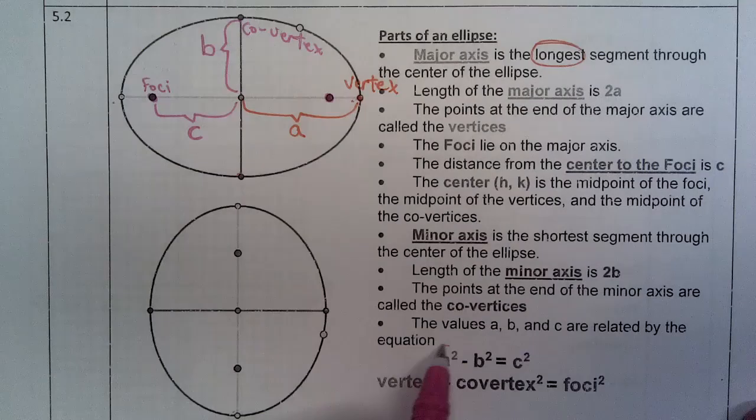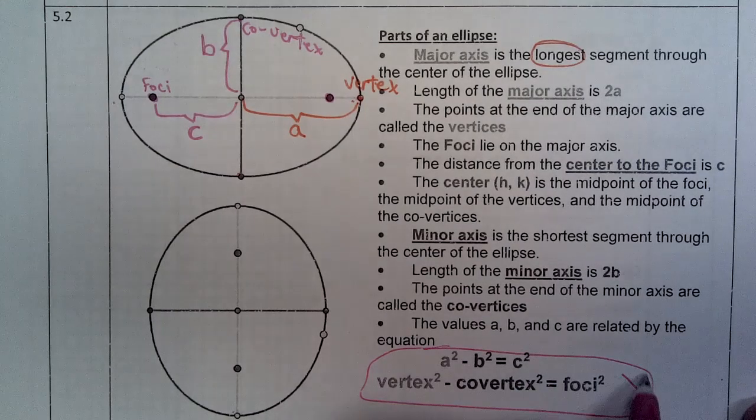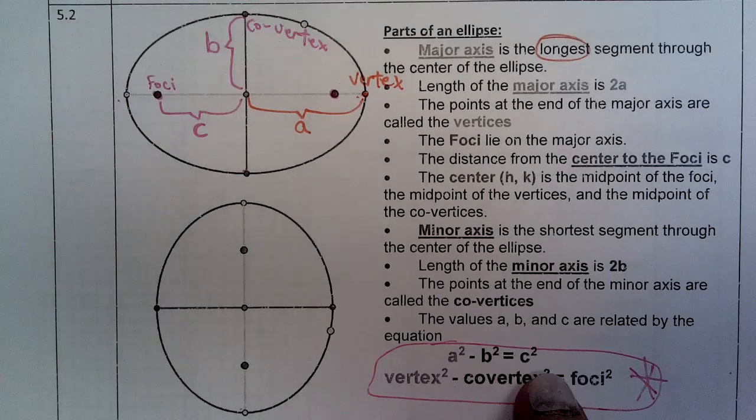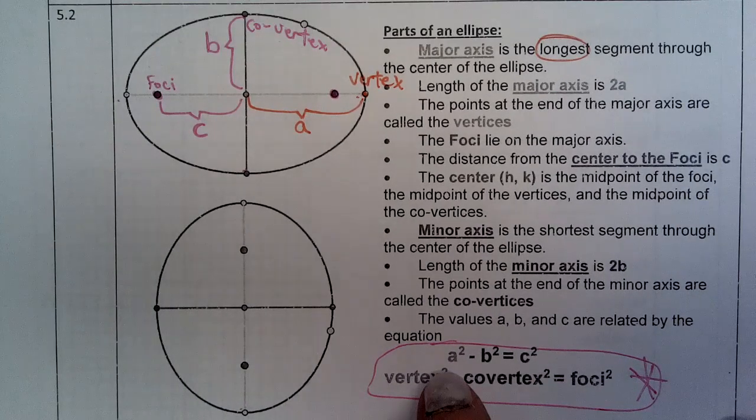And then you need to know this equation. So there's a couple of equations for ellipses you have to know. a squared minus b squared equals c squared. Very similar to the Pythagorean theorem. However, that is not a plus, okay?